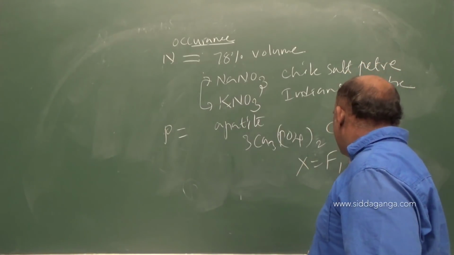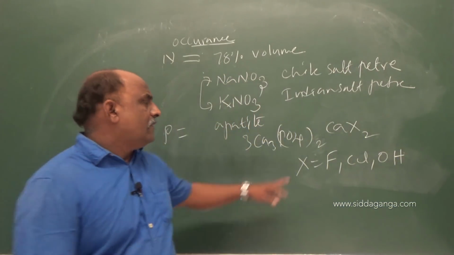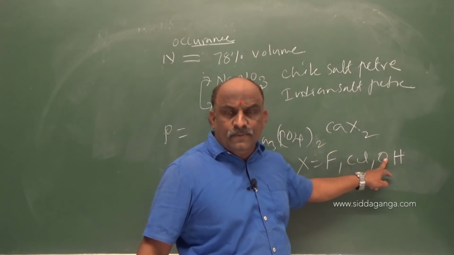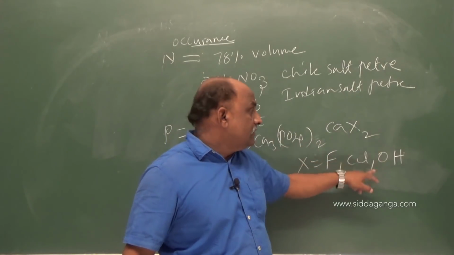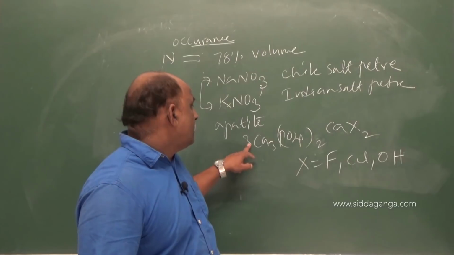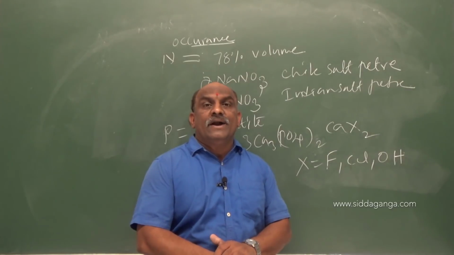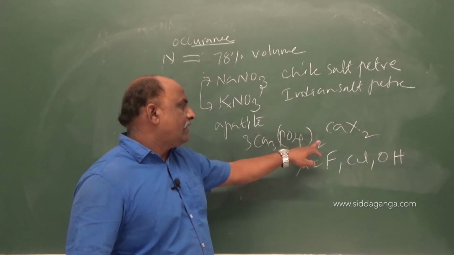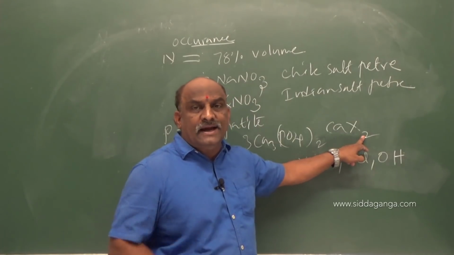X is equal to F, Cl or OH. You can substitute any one: CaF2, CaCl2, or Ca(OH)2, meaning OH taken twice. So here X is OH, Cl or F, and we get apatites. If X is F, that is called fluoroapatite: 3Ca3(PO4)2·CaF2.